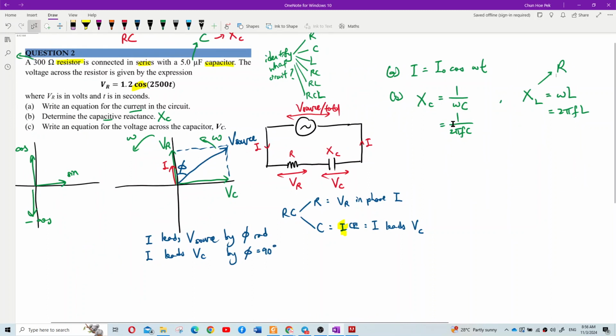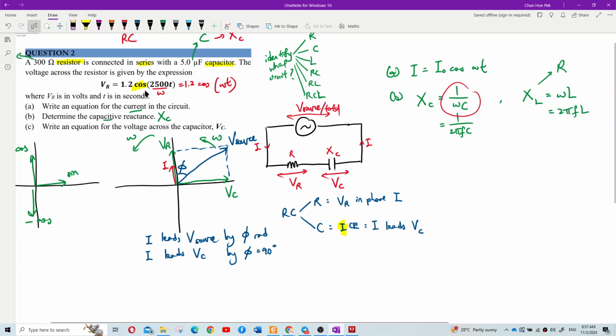So it's 1 over 2 pi fC. So let's calculate 1 over 2 pi, what's the frequency? Actually here this formula is actually 1.2 cos omega t. Remember? So this one is already omega. So actually you no need to find the frequency 2 pi f. You just use this formula also can, because this is already omega.